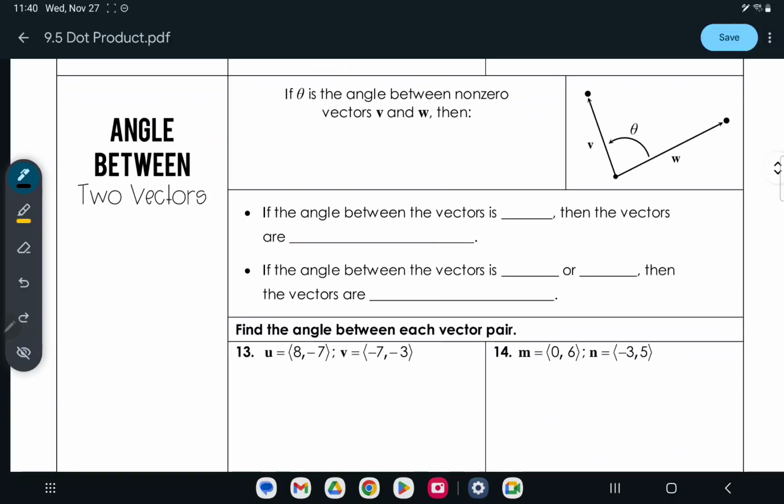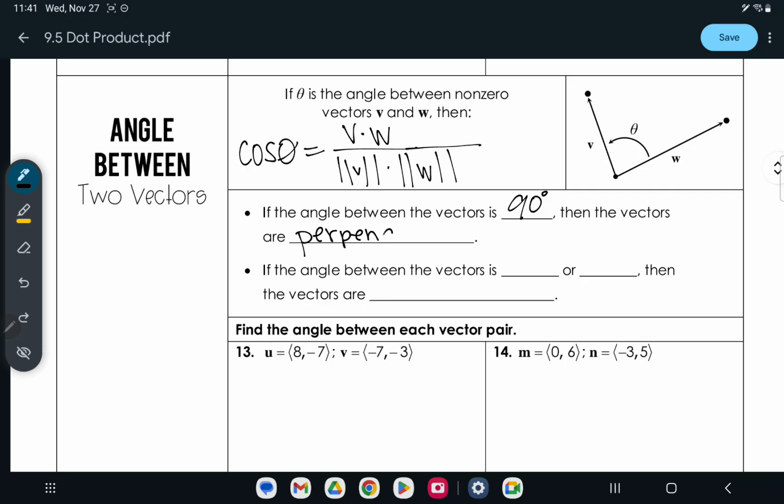So the angle between two vectors. A lovely little formula we can use here. Cosine of theta is v times w over magnitude of v times magnitude of w. If we get an angle to give 90 degrees, then the vectors are perpendicular. If the angle is 0 degrees or 180 degrees, then the vectors are parallel.